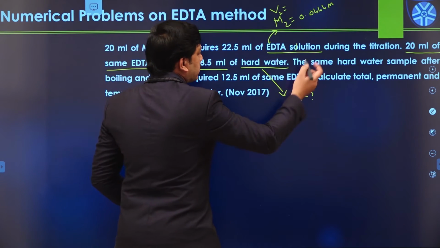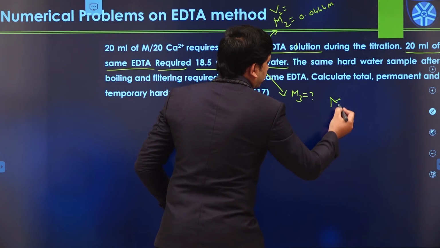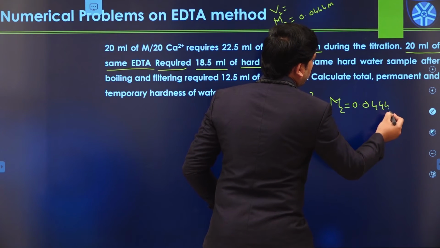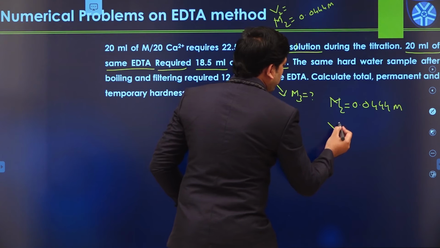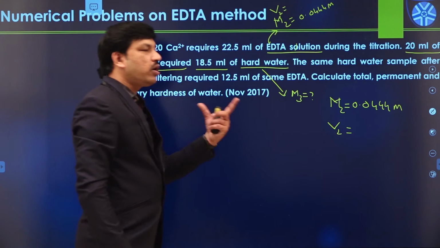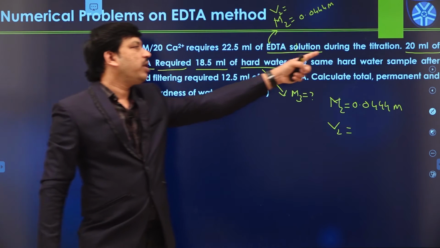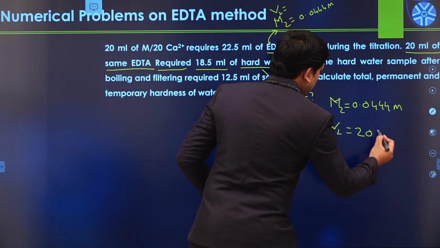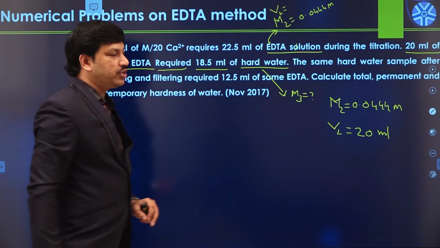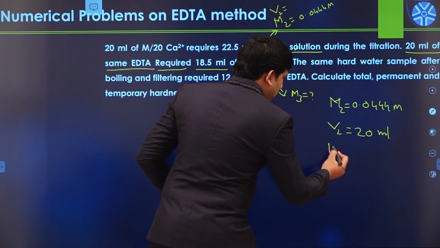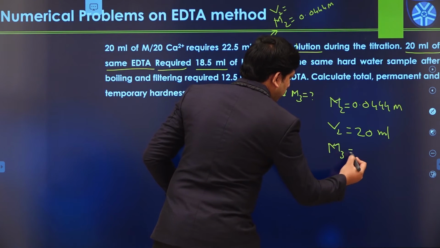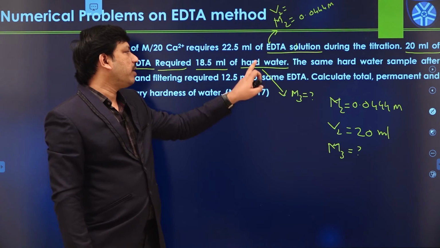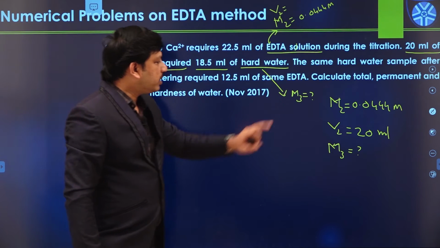So from the second statement, we have the M2 value. What is the M2 value? 0.0444 molar. And the V2 value. V2 means the volume of EDTA required. So 20 ml of the same EDTA was used. That means the V2 value is 20 ml for the second titration. And now we need the M3 value. M3 is the molarity of the hard water sample. So that is the unknown value.